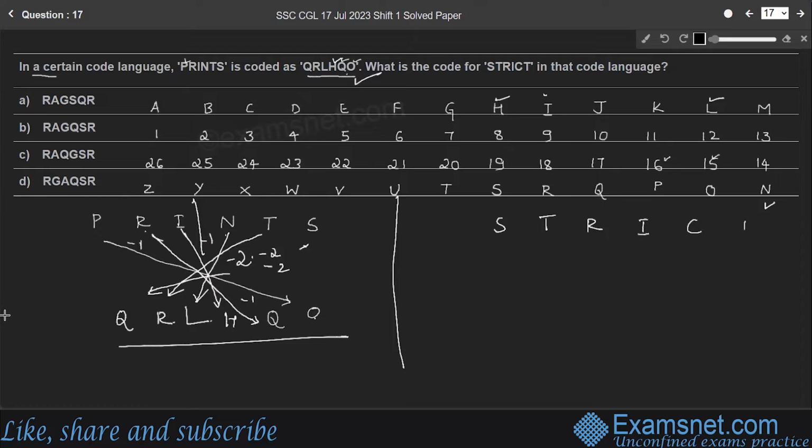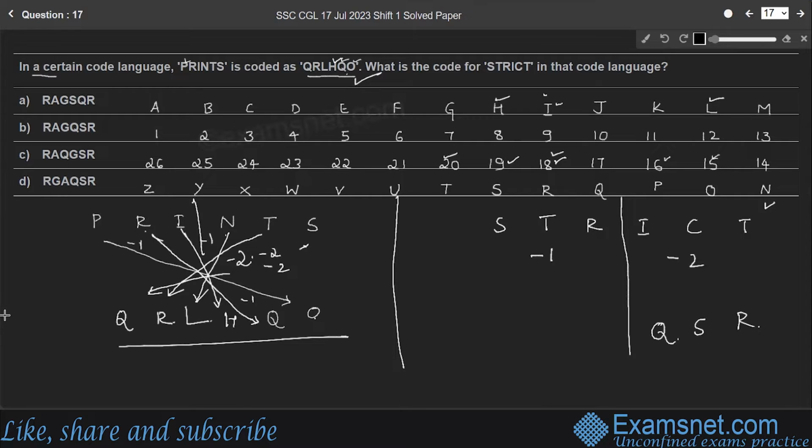Again, a 6 letters word. So make 2 parts in that. First 3 letters, subtract 1 from the first 3 letters. S minus 1 gives 18, which is R. T minus 1: T is 20, minus 1 is 19, which is S. R is 18, minus 1 is Q. Now, last 3 letters, minus 2.